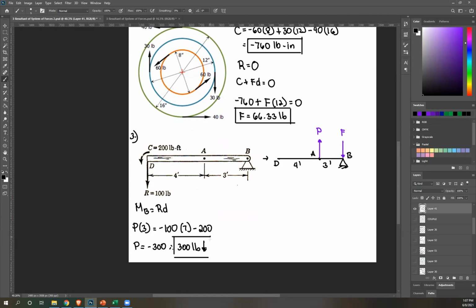Okay. And then from that, we can finally solve for F, wherein R is just summation of forces. R is given negative 100 since downward equals. We already know P is downward. So that's negative 300 again. And then I assumed F is downward, so minus F. Please solve. What's the answer for F?